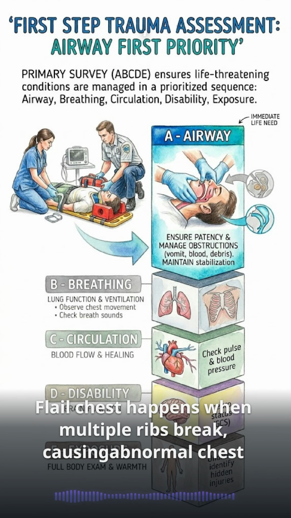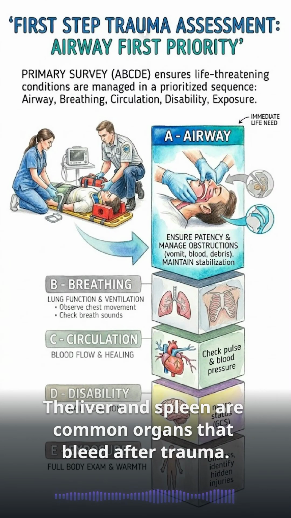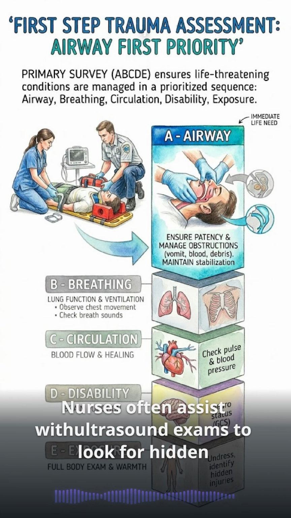Abdominal injuries are dangerous because internal bleeding may not be visible. Liver and spleen are common organs that bleed after trauma. Nurses often assist with ultrasound exams to look for hidden bleeding. Burn injuries require special care.